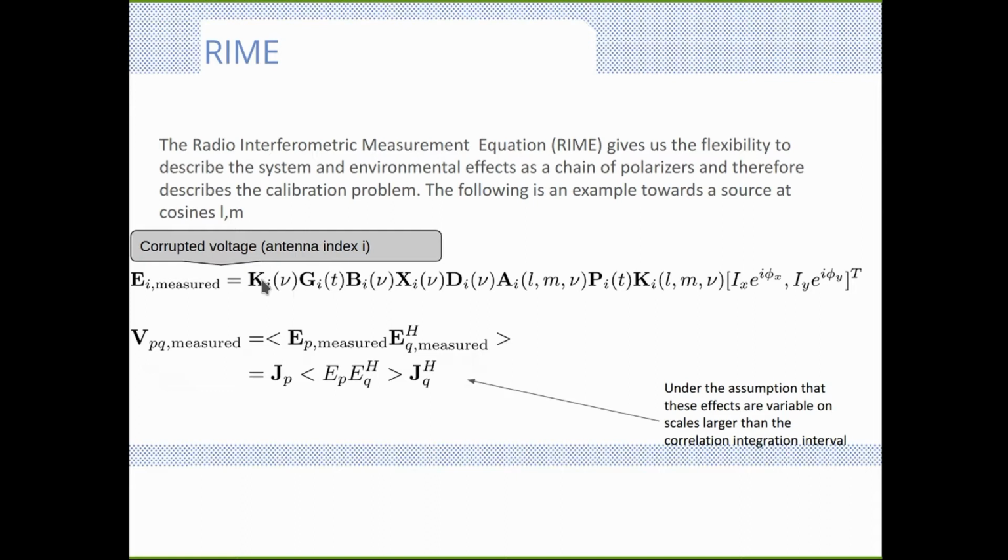It's just the antenna index here in the subscript. So now, closest to the observed signal, we have things like the cable delay, this K term, which is a frequency dependent term. It's usually stable with time, or very roughly stable with time. So it's roughly only a frequency dependent thing. Then we have a temporally variable gain, which is going to contain both an amplitude and a phase, right?